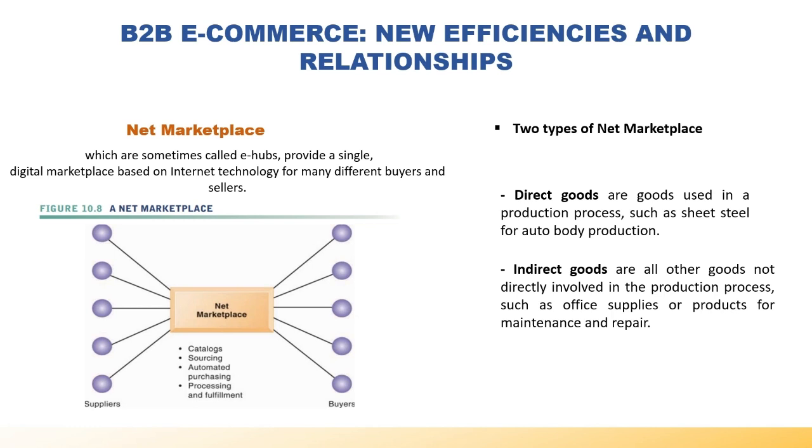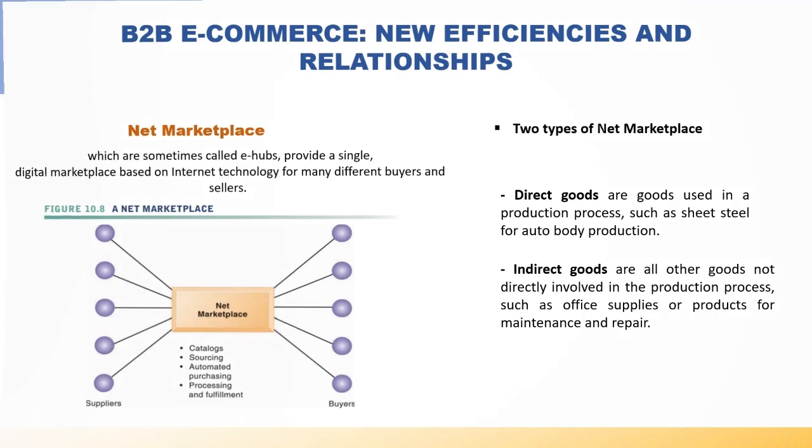Some net marketplaces support contractual purchasing based on long-term relationships with designated suppliers, and others support short-term spot purchasing, where goods are purchased based on immediate needs, often from many different suppliers. Some net marketplaces serve vertical markets for specific industries, such as automobiles, telecommunications, or machine tools, whereas others serve horizontal markets for goods and services that can be found in many different industries, such as office equipment or transportation.